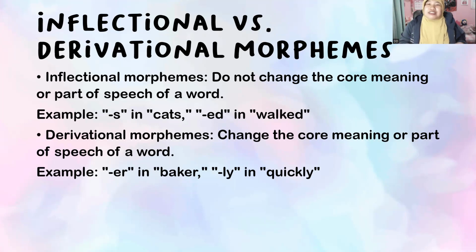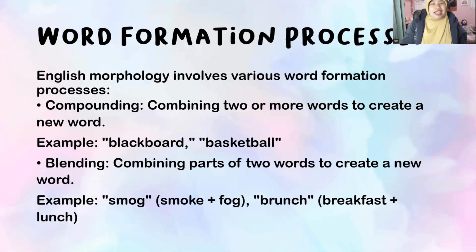Derivational morphemes change the core meaning or part of speech of a word. For example, in baker, or in quickly, bake is a verb and baker is a noun. And yeah, you understand it better. You are taking a grammar class this semester, aren't you? And let's learn more about word formation processes.